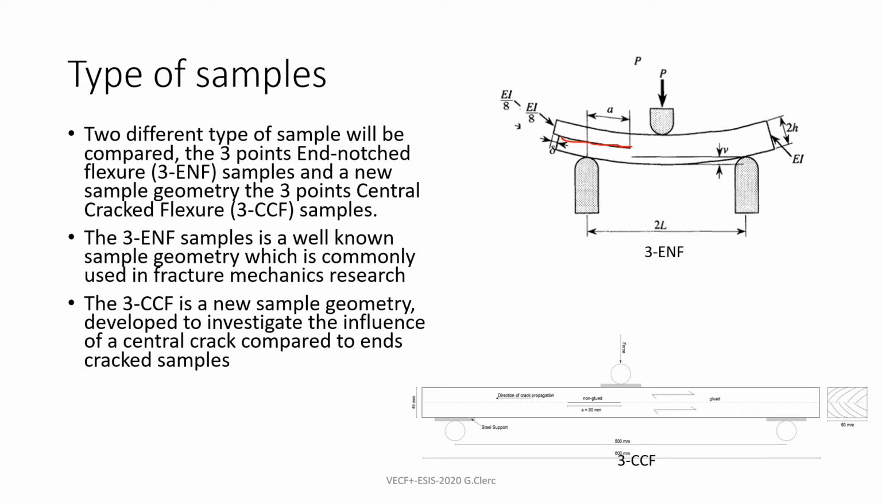Then the second sample geometry, I gave it the name three-point central cracked flexure sample. As you can see, it's a very similar topic. We have the support here, and the force is coming from here. But this time we have the crack only in the middle section of the sample. And with the force, the crack will propagate in this direction, or in this direction, depending, that's random.